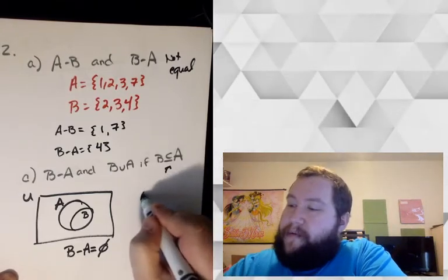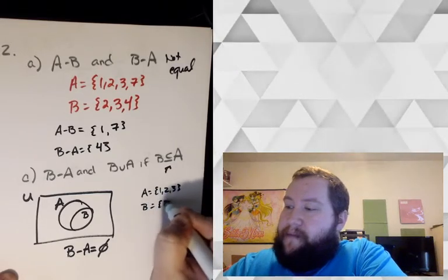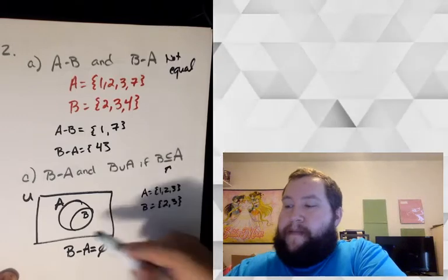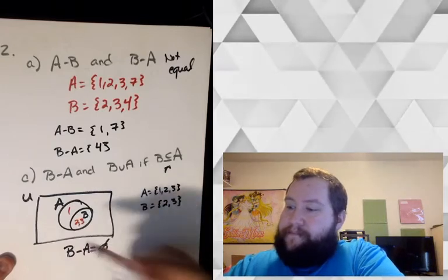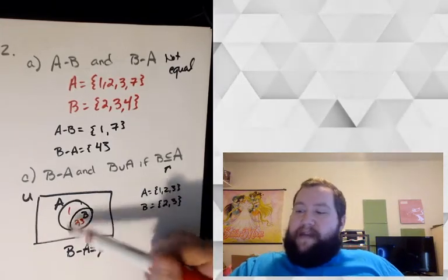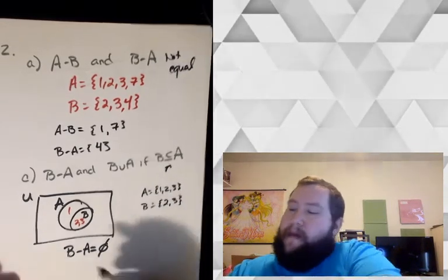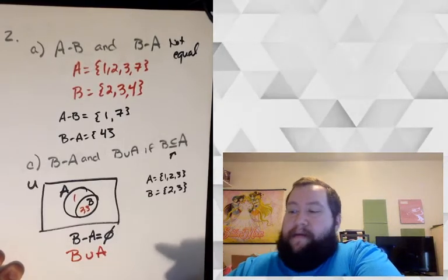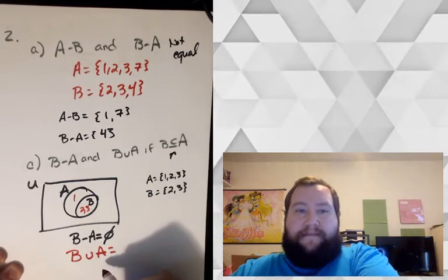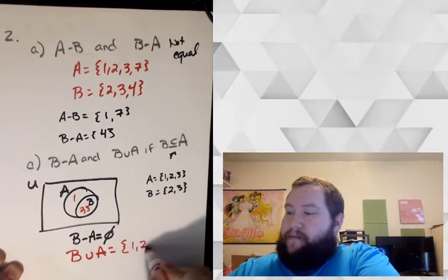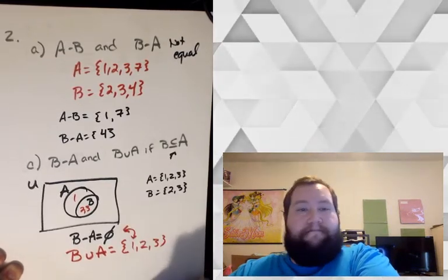If you want a concrete example, let A be 1, 2, 3, and let B be 2, 3. That'll match this picture. We'll have a 1, 2, 3. So B, take away everything in A, take away the 2, take away the 3, take away the 1, it wasn't there, we're left with nothing. B union A is just everything in B and everything in A. 1, 2, 3. Not equal.